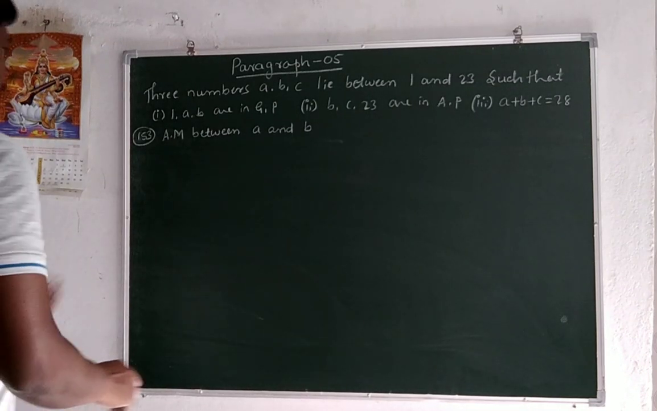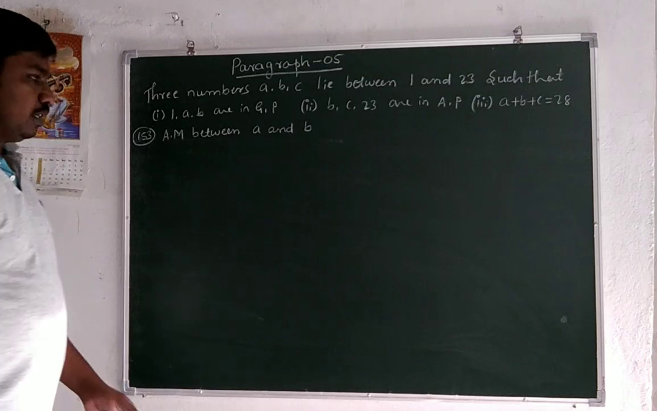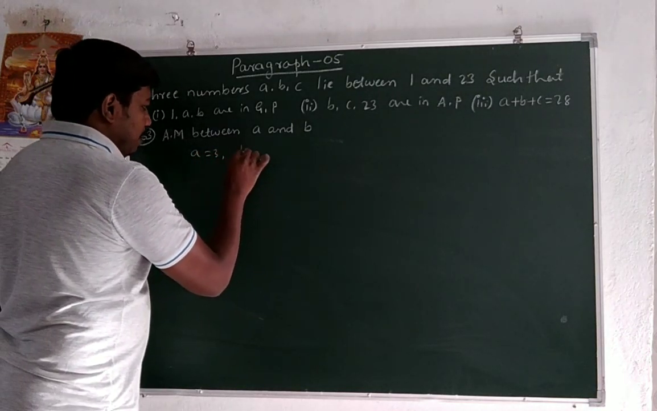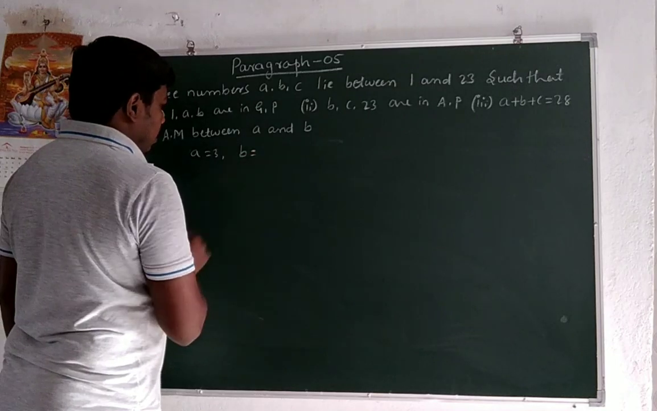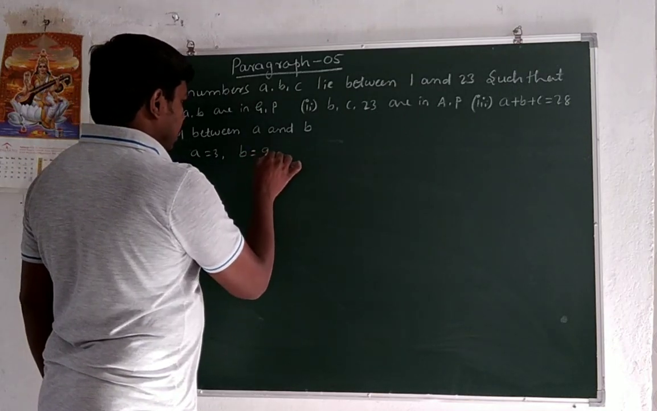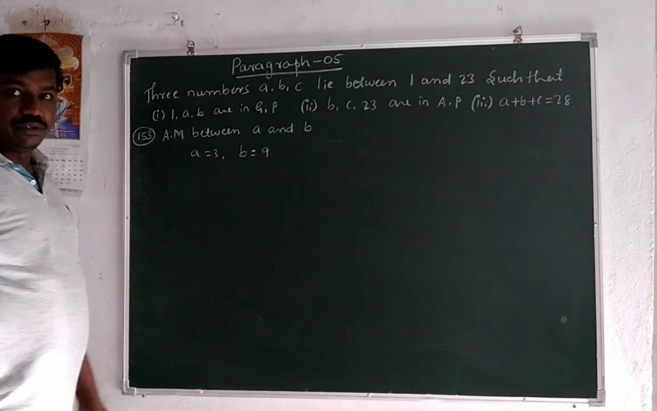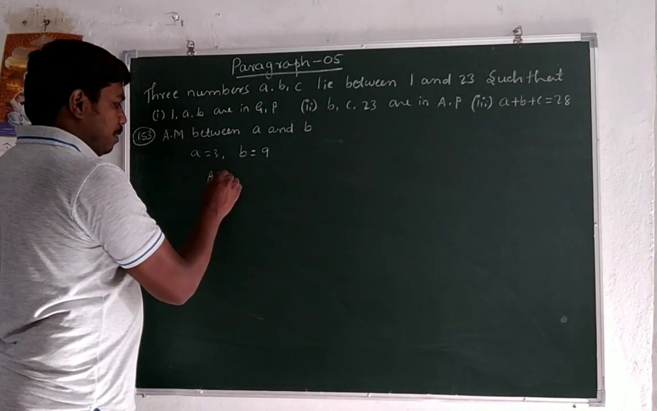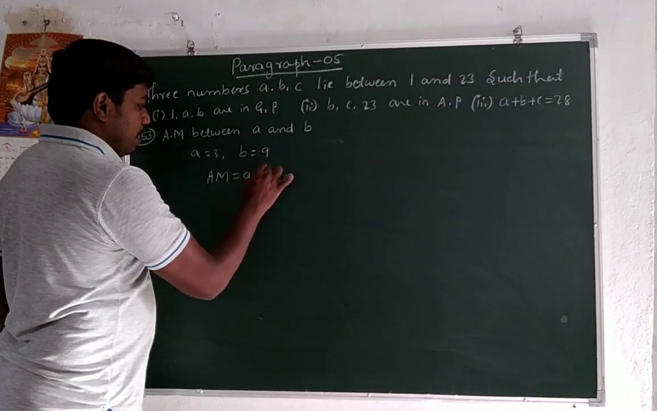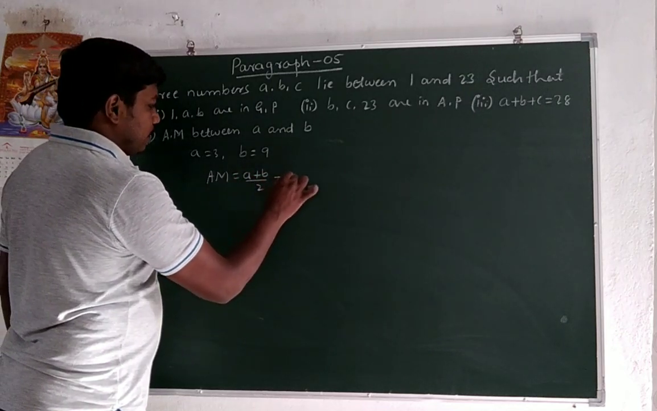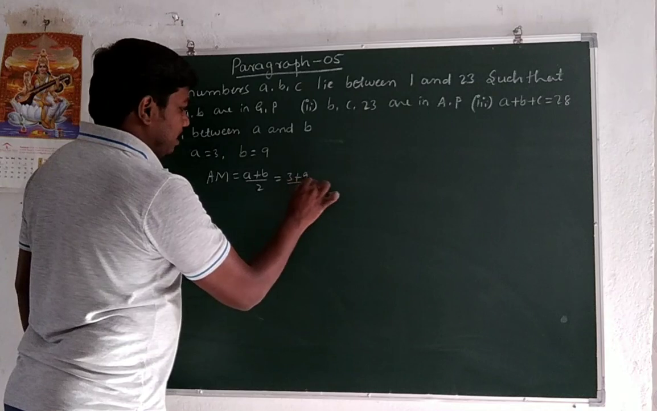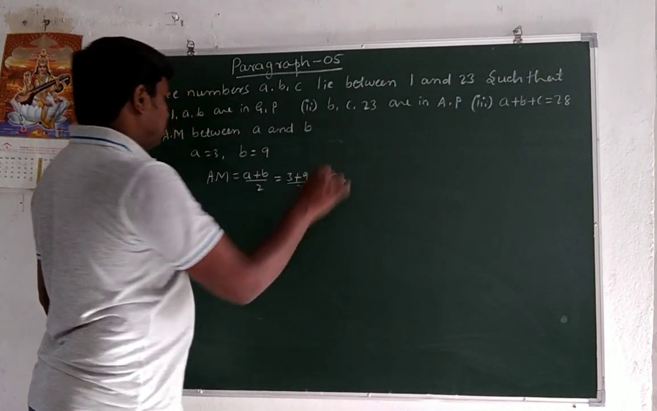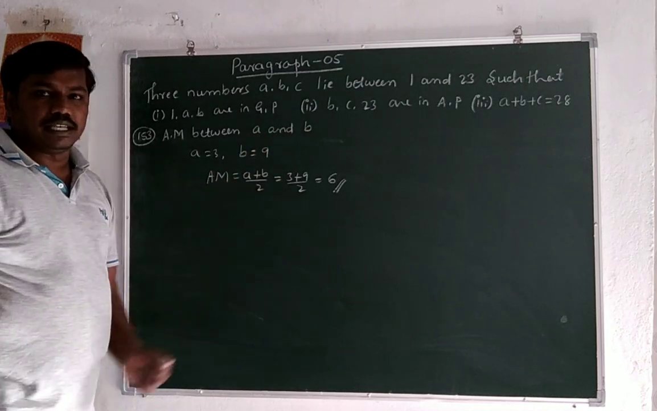Next, the arithmetic mean between a and b. Already we calculated a as 3. So b is how much? b is 9, because a square is equal to b. The arithmetic mean between a and b is defined as (a plus b) by 2, which is (3 plus 9) divided by 2, so 12 by 2 is 6. So the arithmetic mean between a and b is 6.